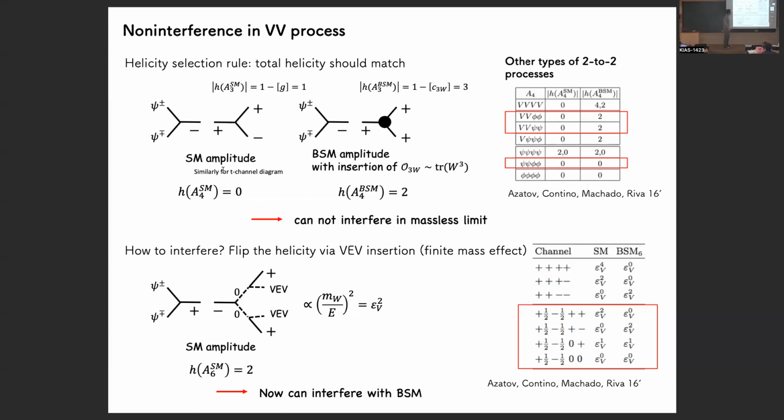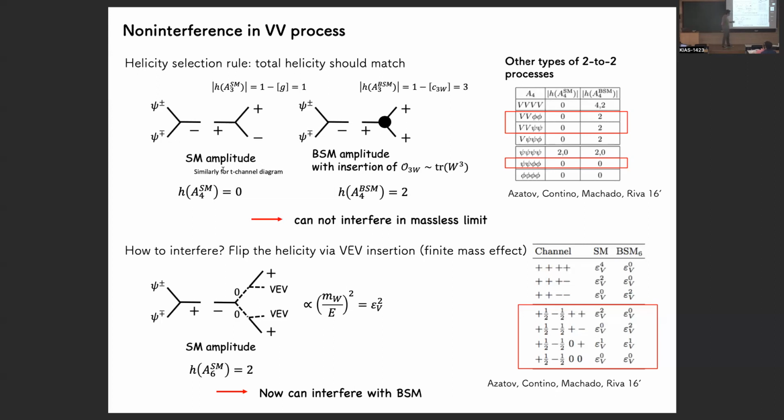But on the other hand, if you insert the higher dimension operator, then it's unlikely that you get the total zero helicity for the 4-point function. So in that case, you cannot interfere in the massless limit. If you go to the massive limit, you can actually change the situation. For example, you can include the massive effect by doing the insertion approximation in terms of the Higgs pair.